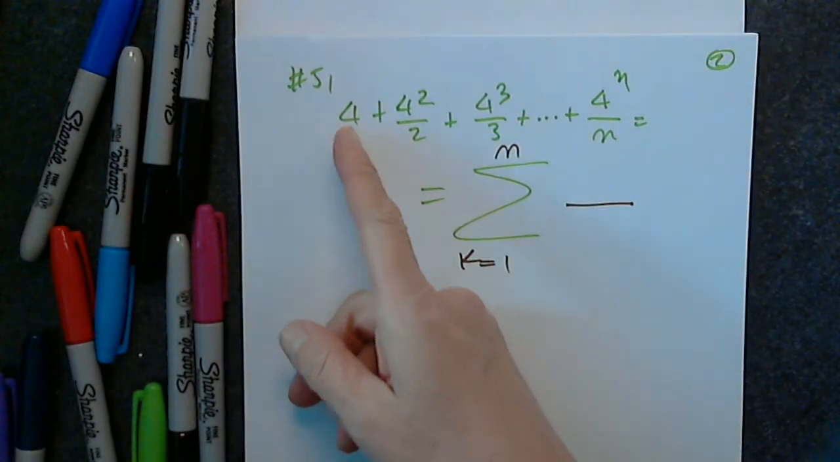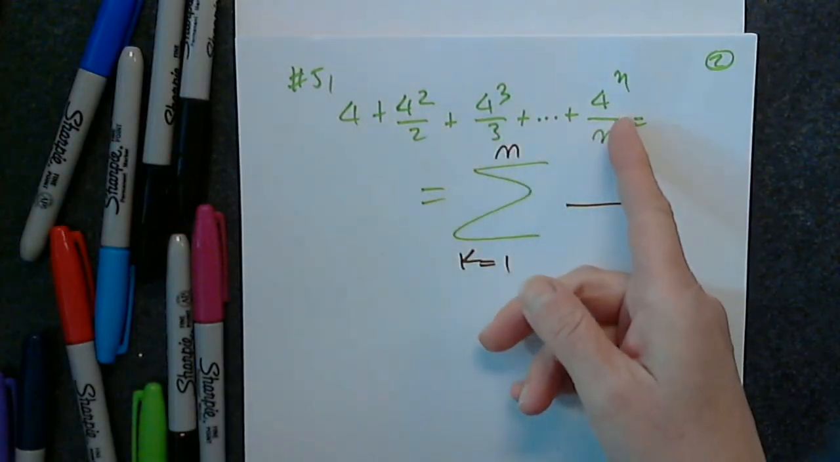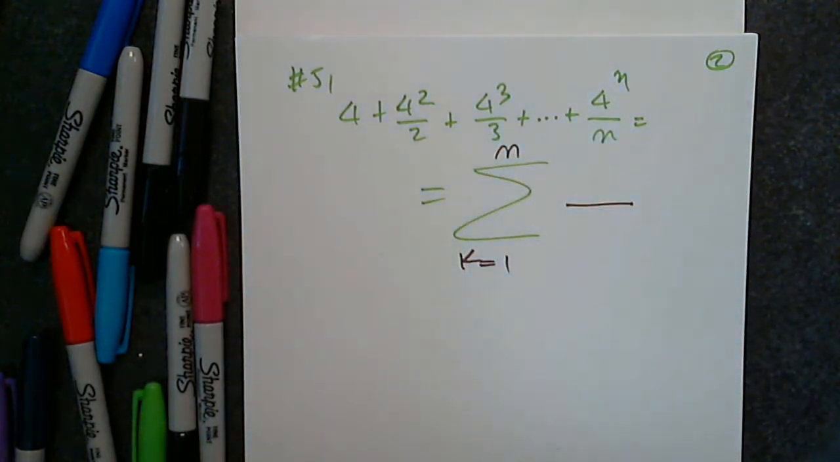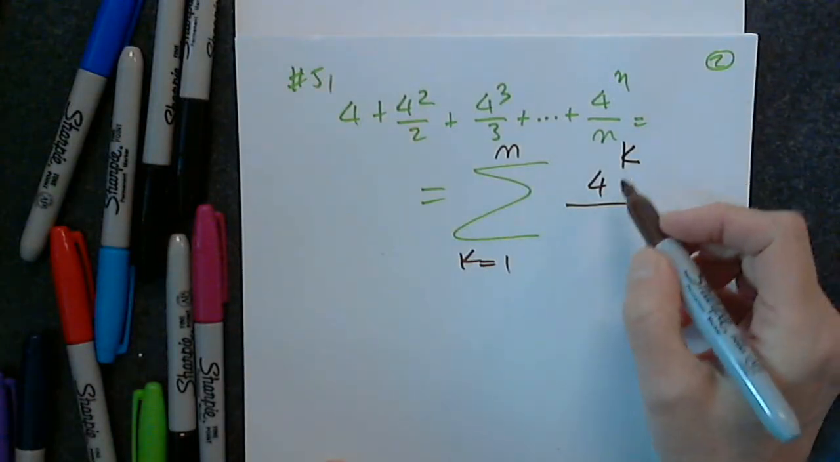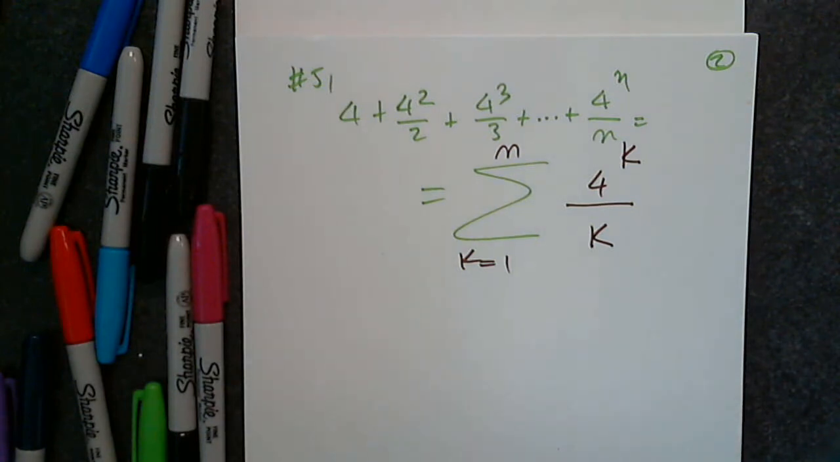Four to the first power, 4 to the second power, 4 to the third power, 4 to the nth power. 1, 2, 3, n. Yes, 4 to the k over? Indeed. Now we verify just to make sure.